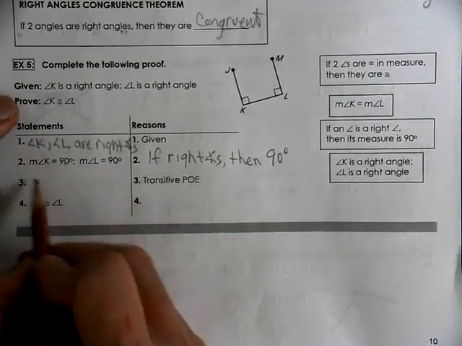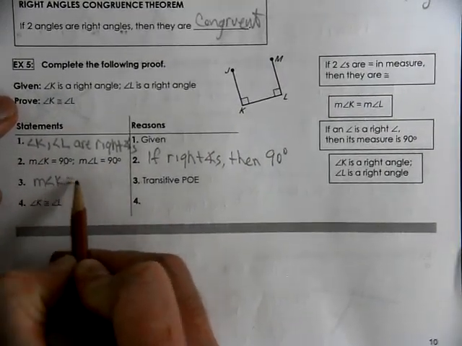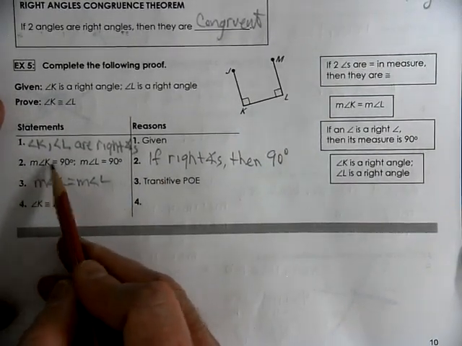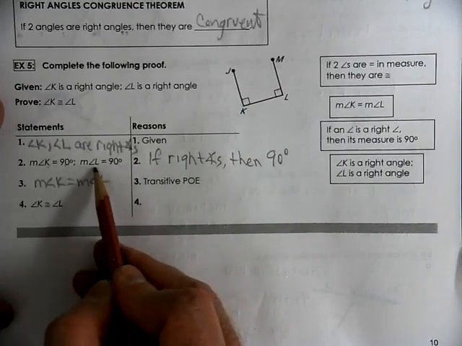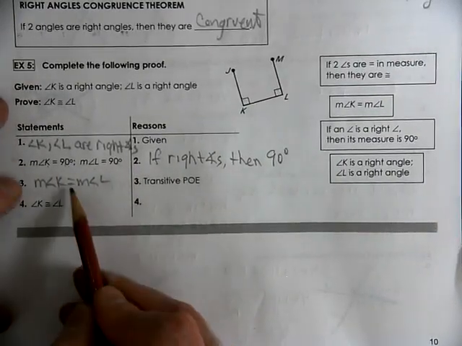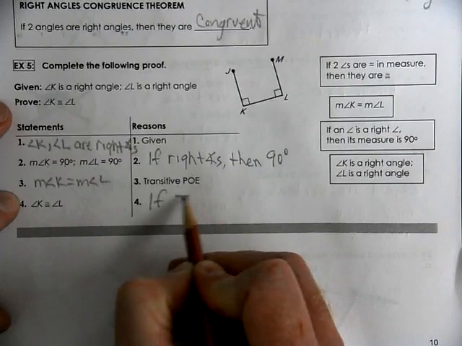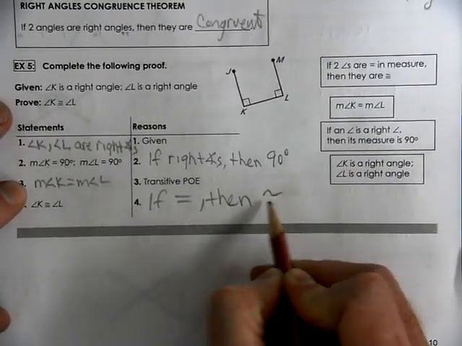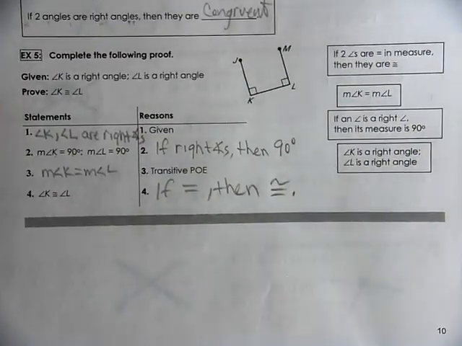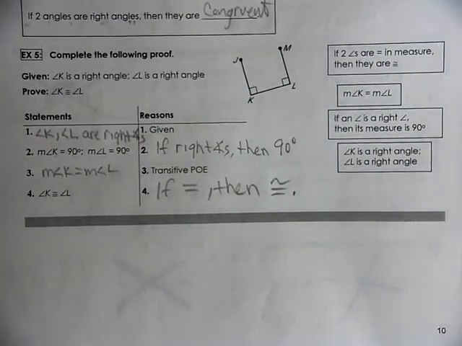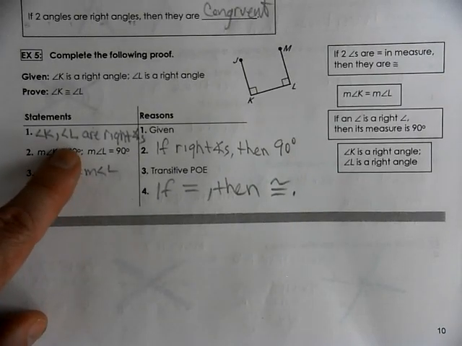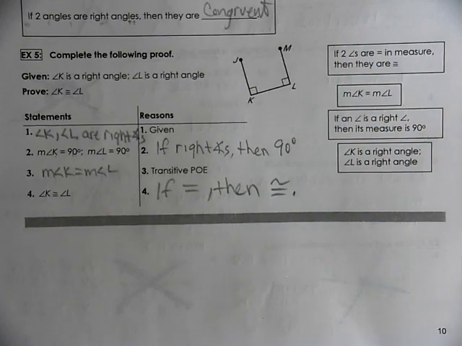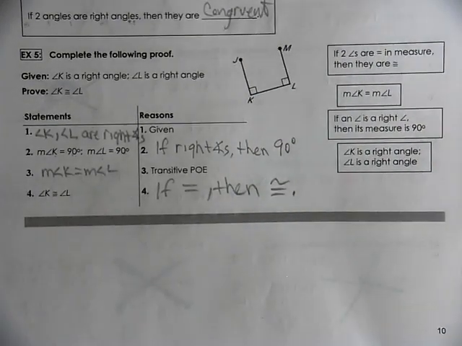Because they're both 90, they're both equal to each other. That's called the transitive property. If K equals 90 and 90 equals L, then K equals L. If two angles are equal, then they are congruent. So you can simplify that as just if equal, then congruent. Now you've shown that right angles are always congruent. We can use that to help shorten up our proofs in the future.